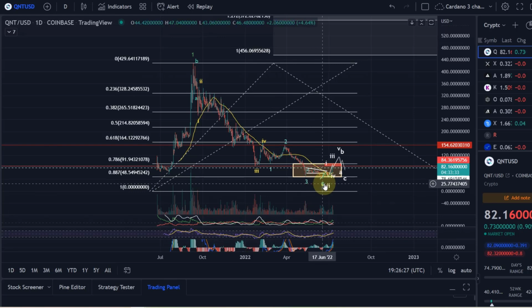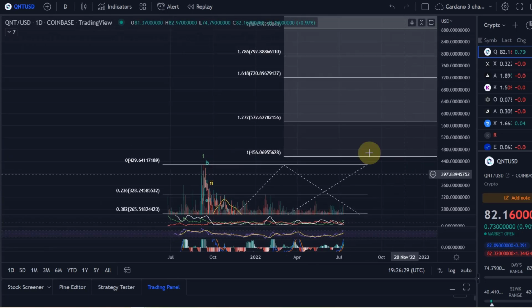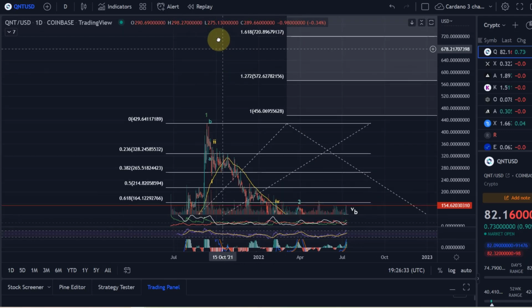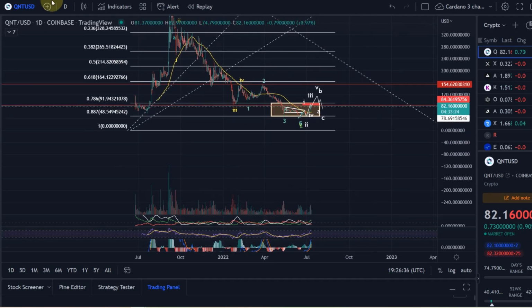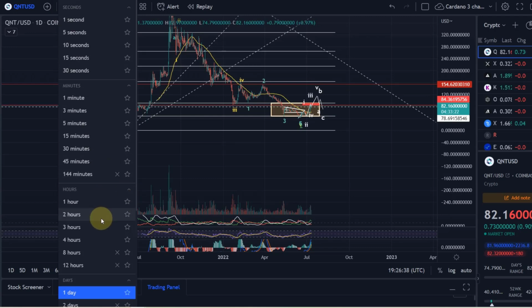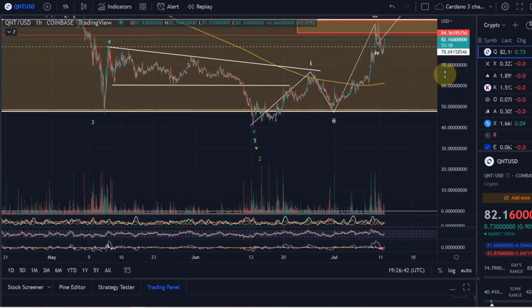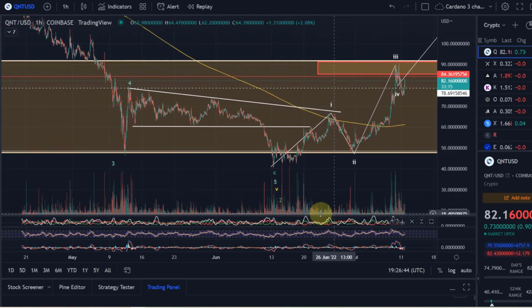Now, target level for the next all-time high would be $720 as a minimum. That's the 1.618 extension, and we would be talking about a wave 3 to the upside. So it's a bit less than a 10x from here. But again, it's the minimum. So looking at this now, this is starting to get promising.